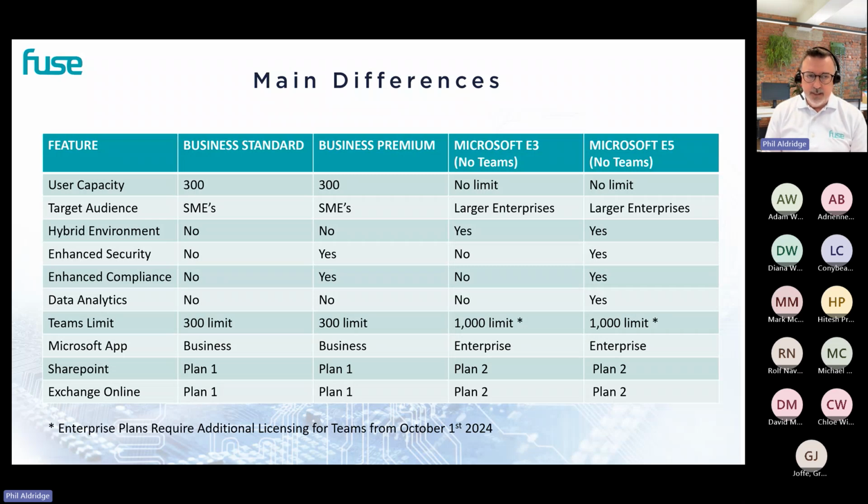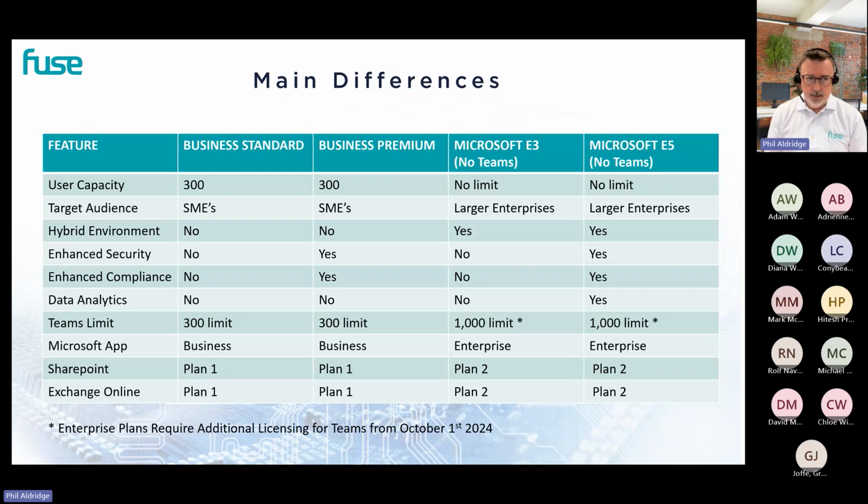Another difference is that standard and premium are really designed for cloud-only environments. They're not really designed for companies that have on-premise servers and systems, what they call the hybrid environment. If you've got a hybrid environment, you're probably going to want to go with the E3, E5 licenses. You don't have to buy 300. You can still be a 50-seat organization and buy E3 and E5. It's just going to cost you more.